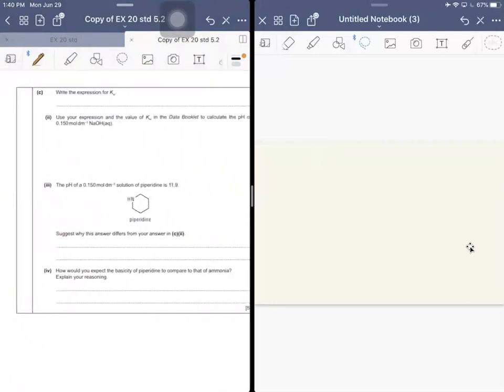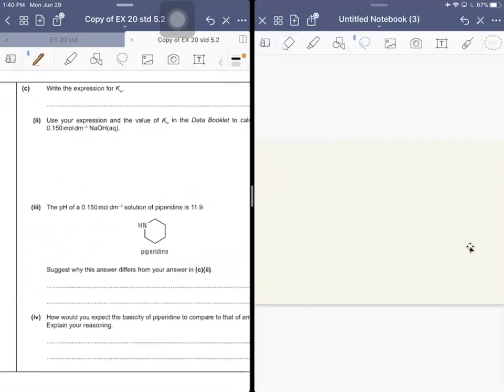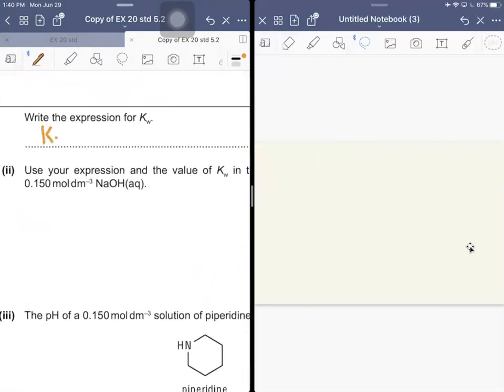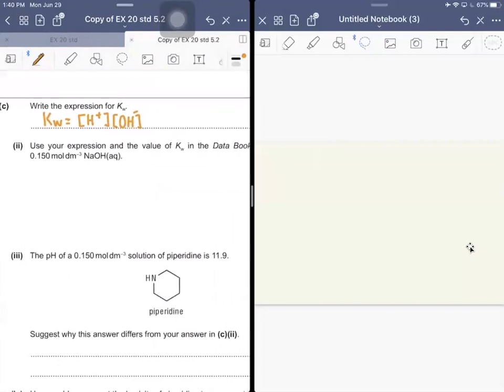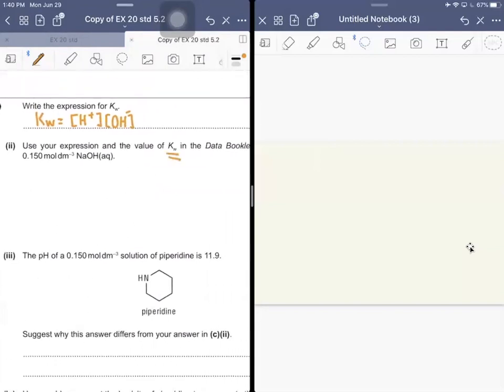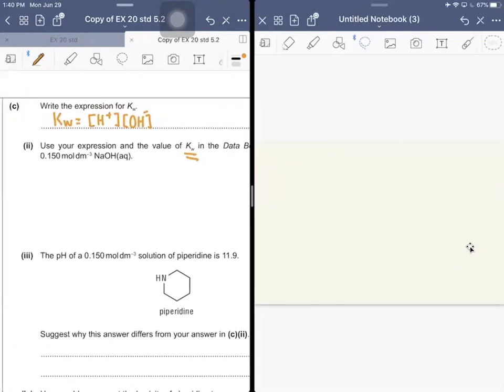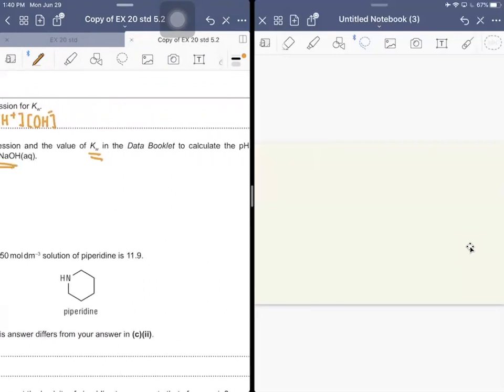Next one, writing the expression for Kw. This is your A2 stuff, but in the earlier topic, the concentration of H plus times the concentration of OH minus. Calculation: you are to use Kw, and then given the concentration of sodium hydroxide, find the pH.